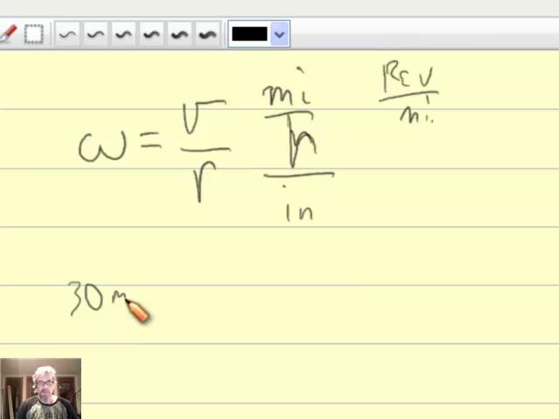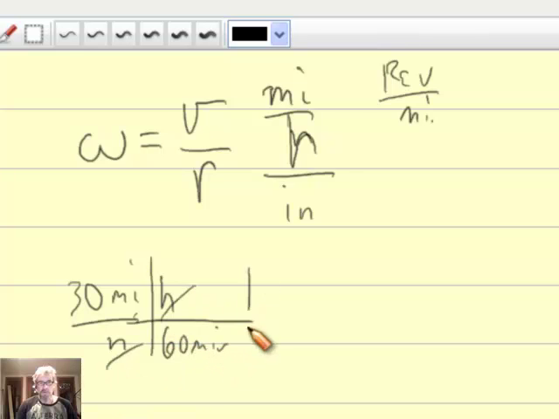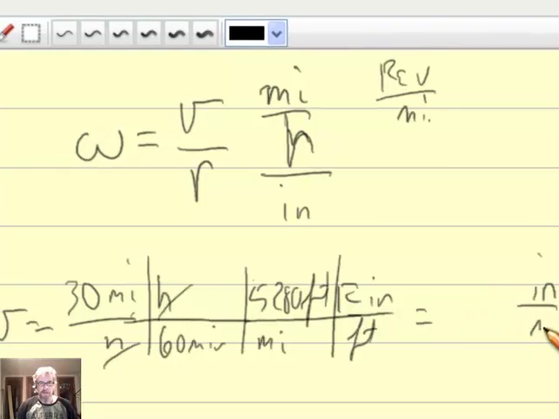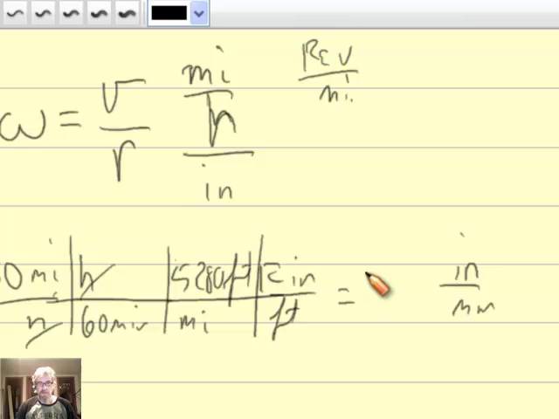30 miles per hour. We know that an hour is the same as 60 minutes, so that changes our time unit. And we know that a mile consists of 5,280 feet, and we know that there are 12 inches in a foot. So with all this put together, we should be able to find out what is our V, but in inches per minute. That comes out to 31,680 inches per minute. Probably shouldn't have that many significant figures, but I'm going to go with it.